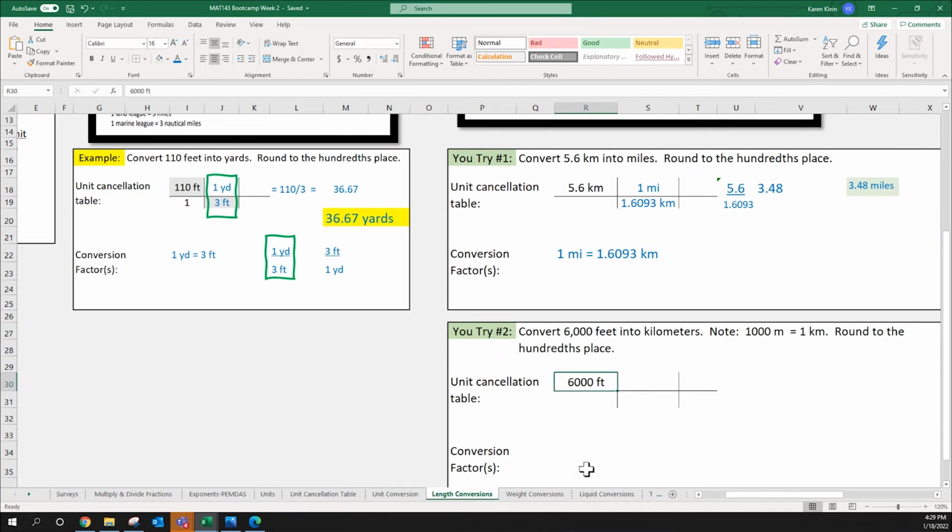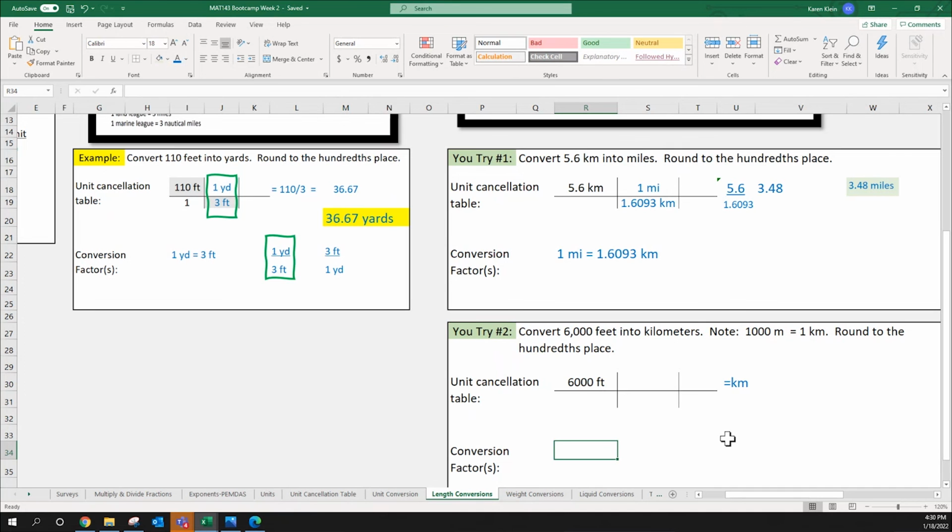All right, so we have 6,000 feet. We want to convert this into kilometers. So that is our goal. What conversion factors am I going to need? So the question was, does it matter which conversion unit you use? Because I used the other one and got the same answer. That is correct. There will be multiple ways of getting the right answer.